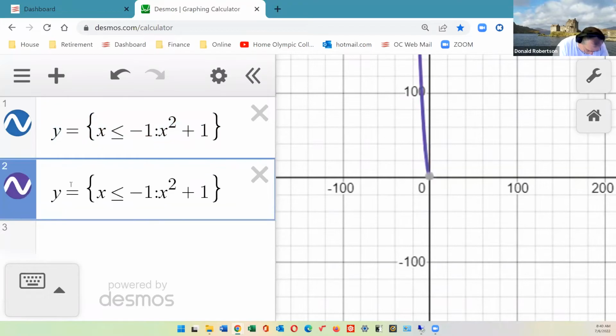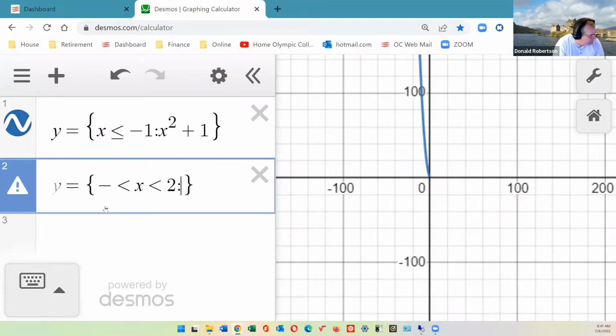I'll just copy this for speed. And this one was -1 less than x less than 2. So our restriction is going to be from -1 to 2. And the function was just 2x. Probably would have been easier just to write this from scratch. Right. So there's the restriction. Colon, the function, which in this case was just 2x.